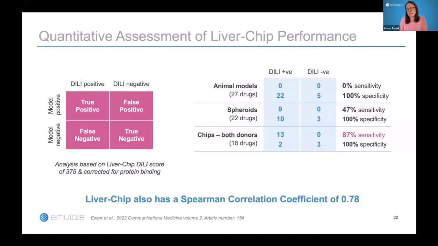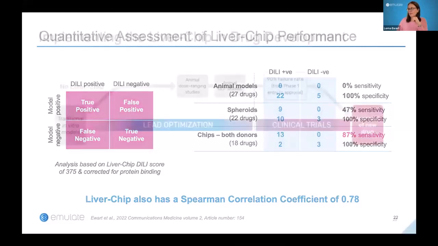Another measure that we did to understand the performance and the predictive value of this particular model was a rank ordering exercise, and we were able to calculate that Liverchip had a Spearman correlation coefficient of 0.78. And this indicates then that it's a highly predictive model.